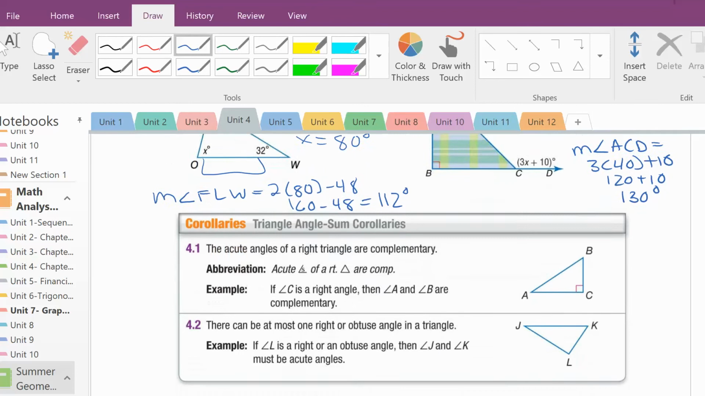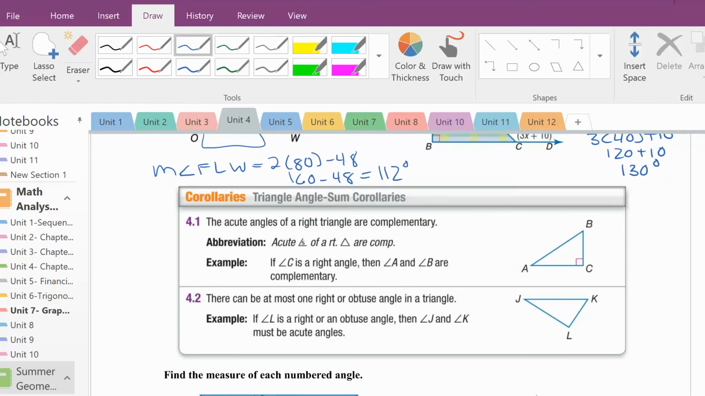So some triangle sum corollaries, meaning things that come from the triangle angle sum, and there are three things. The acute angles of a right triangle are complementary, meaning that if you have a right triangle, then the other two angles, angle A here and angle B, have to be complementary. Because if this is 90, then these two have to add up to 90.